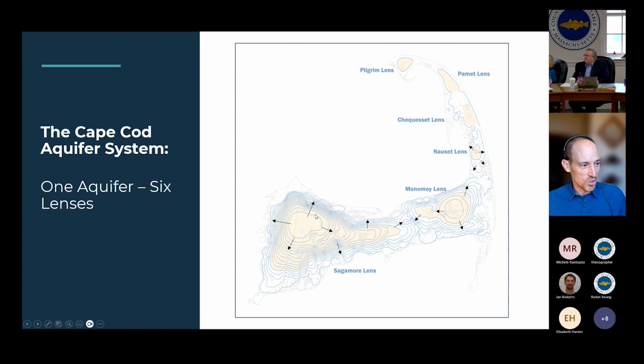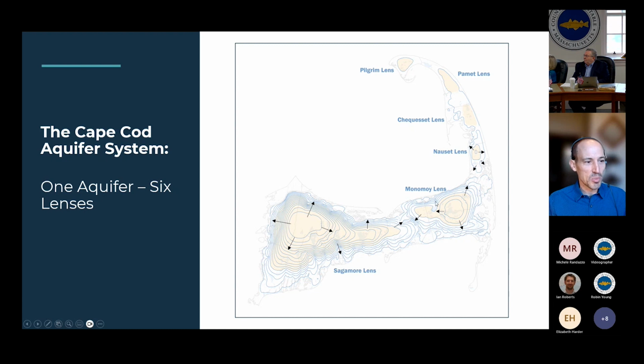And I've ballparked, based on those contours in different areas, what direction groundwater might be flowing. And what you can see is, at each one of those hydraulic divides, like Bass River, you actually have groundwater flowing in two different directions, depending which side of the divide you're on.